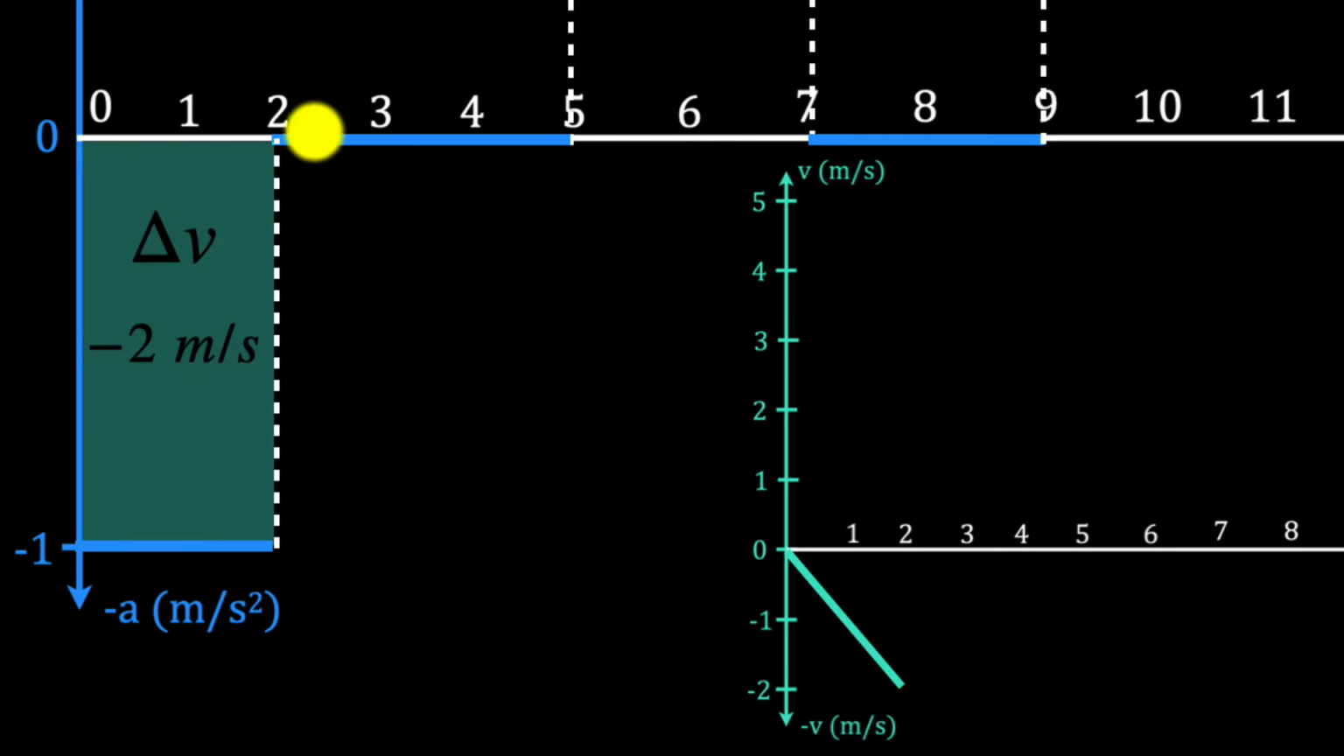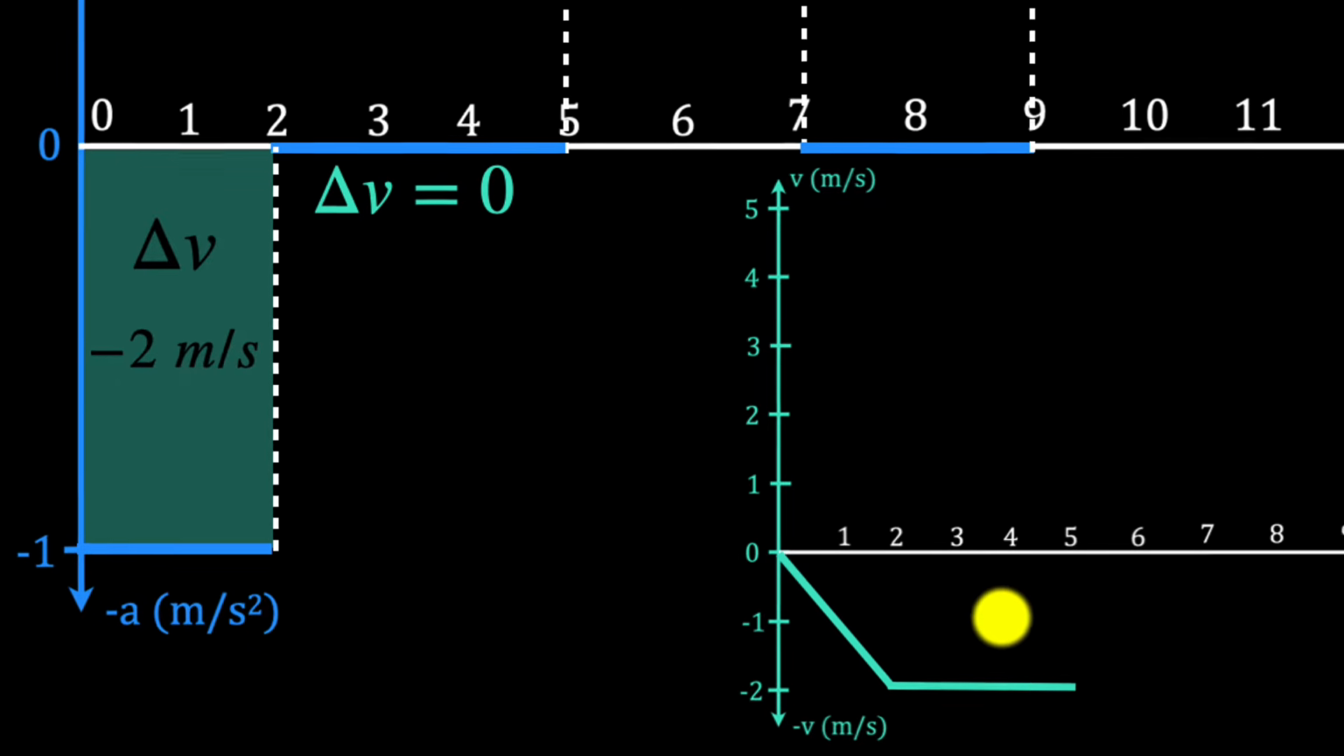All right, so from 2 to 5 seconds, the acceleration is 0. So I immediately can say that the velocity is not changing. You can also see that there is no area. So the change in velocity is 0. What does that mean? That means from 2 to 5 seconds, the velocity stays whatever it was. It's constant. It was -2 at the beginning of this. It means from 2 to 5, it stays -2 meters per second.